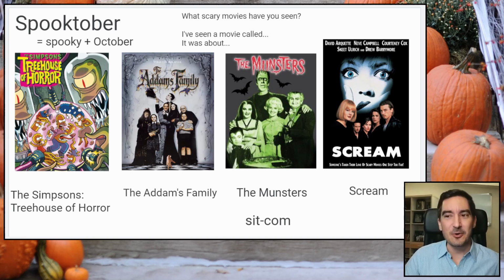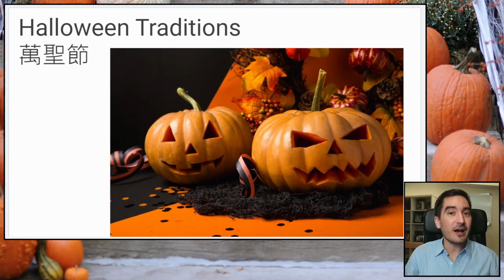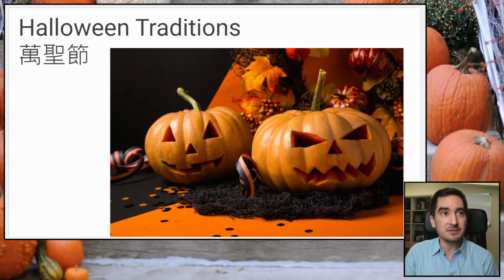Okay? So that's about it for Halloween traditions. We talked about dressing up in a costume. We talked about having some yummy snacks. We talked about going trick-or-treating. We talked about carving pumpkins. We talked about Spooktober, watching scary movies to celebrate Halloween and get into the Halloween spirit, like feel like it's Halloween. So I think we can wrap up here for today.